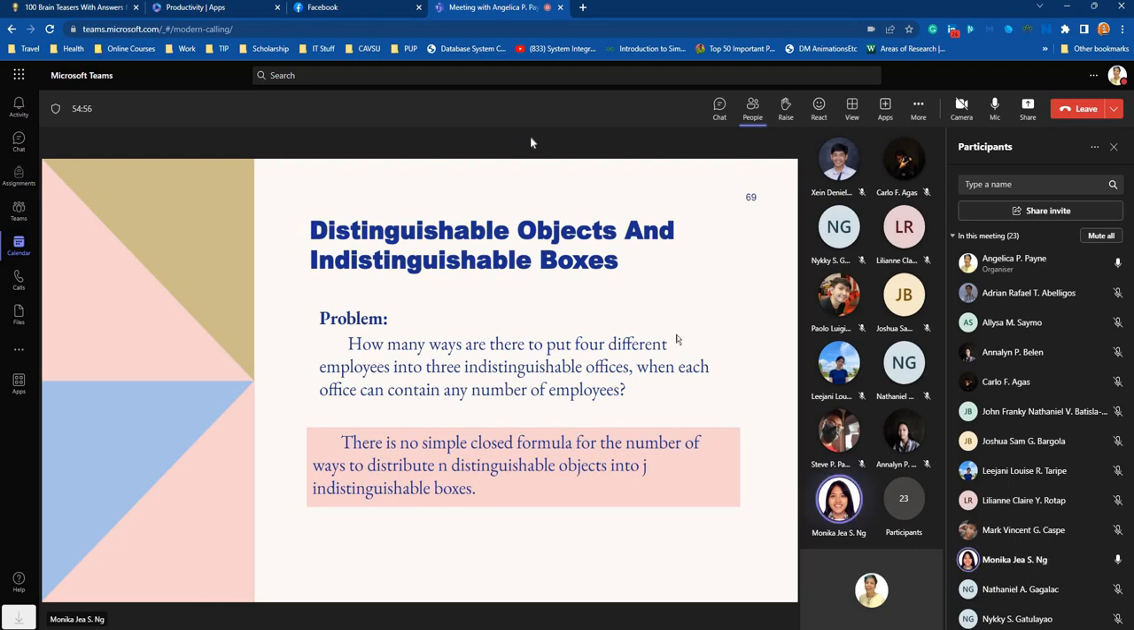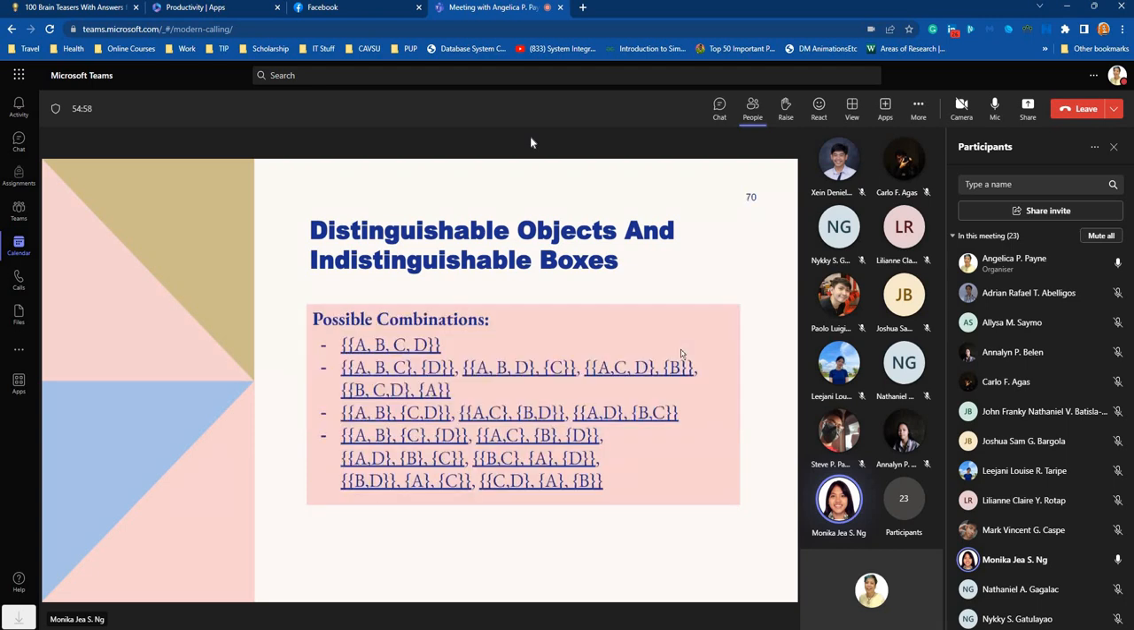Distinguishable objects. So, what do we do? We could think of possible combinations to divide 4 employees into 3 indistinguishable offices. So, the first one is when all of them are inside an office. So, we have A, B, C, and D here.